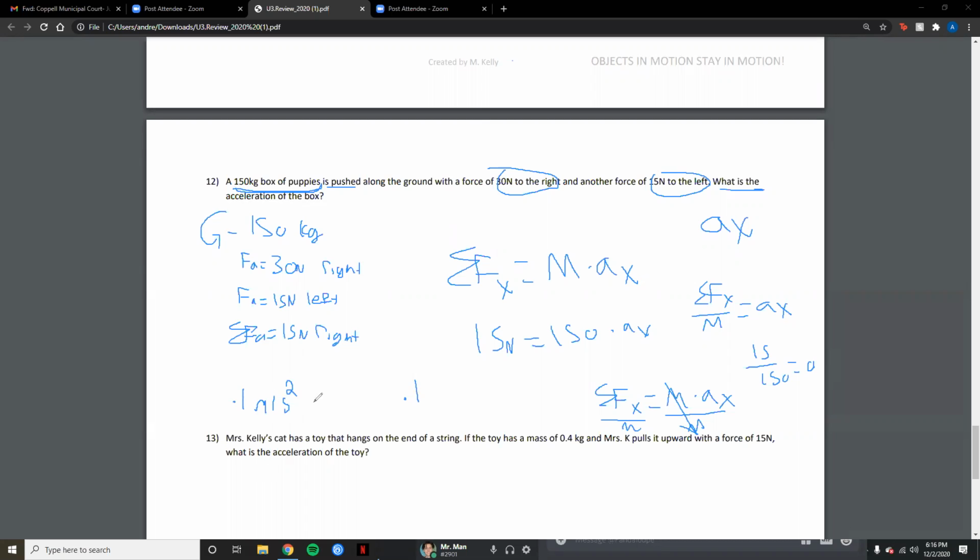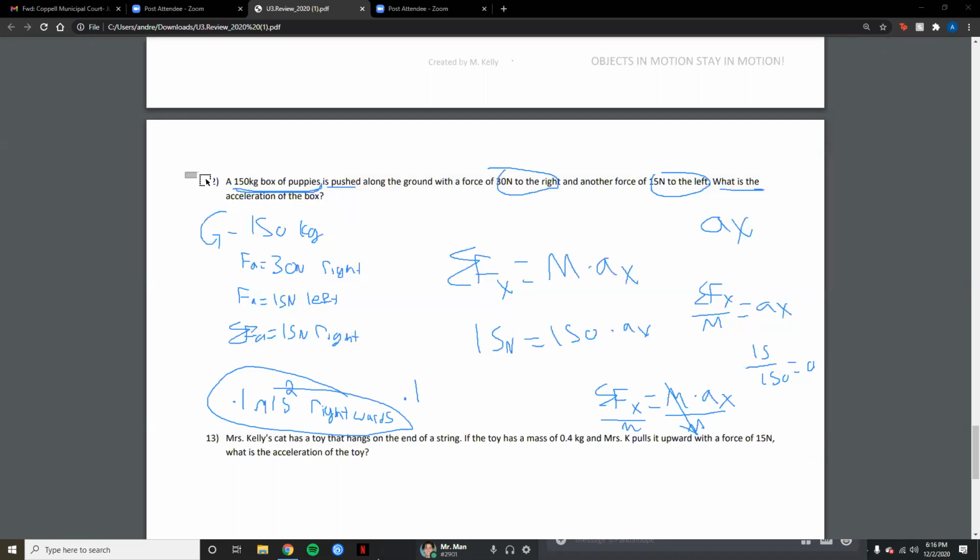Just to be safe, I say 0.1 meters per second squared to the right, to give a direction. Rightwards or something like that. I would give direction just in case. It doesn't hurt. Anyone have any questions about that one? No questions? Going once? Going twice? Cool.